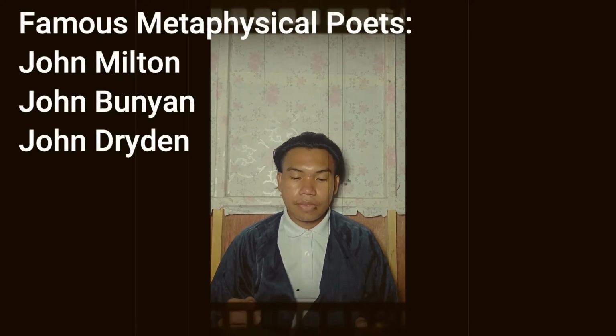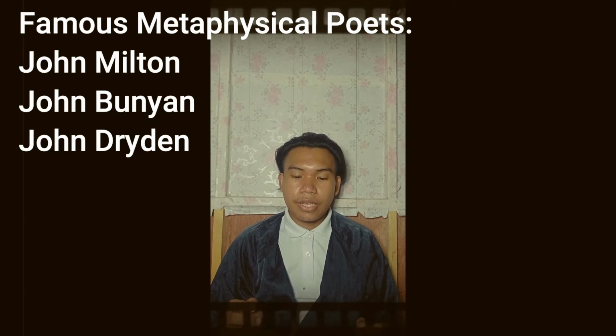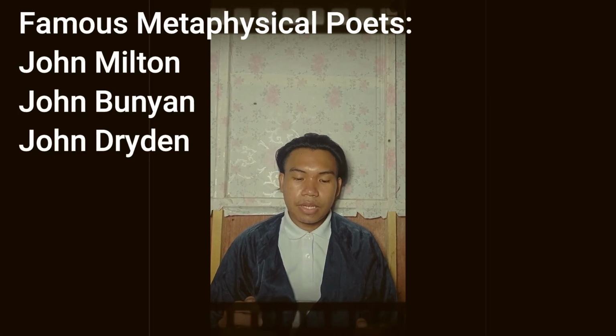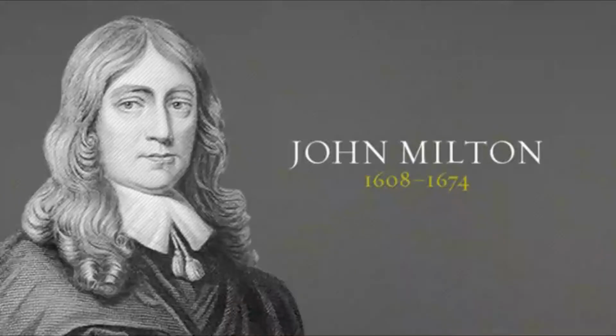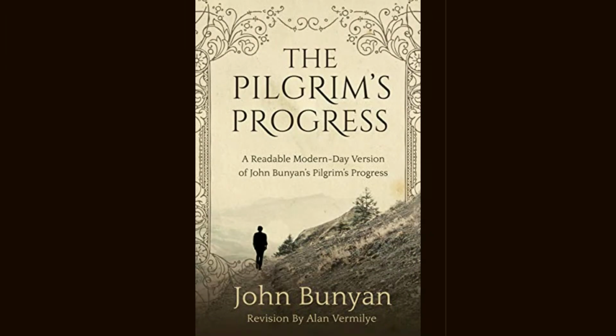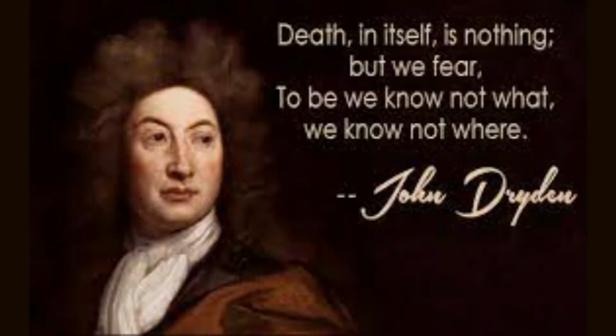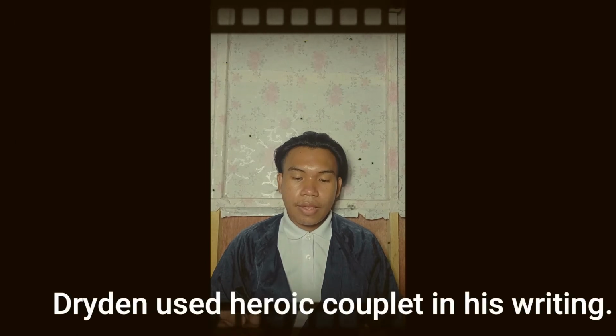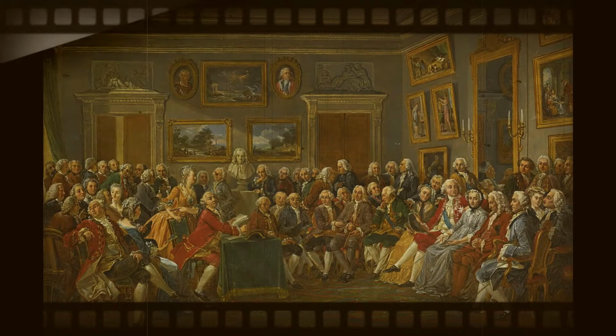John Milton, John Bunyan, and John Dryden is the metaphysical poets. Milton in his art Paradise Lost, Paradise Regained, and Samson Agonist. Bunyan in his art The Pilgrim's Progress. Dryden is the most distinguished literary figure of the Restoration period. The use of heroic couplet in his writing.